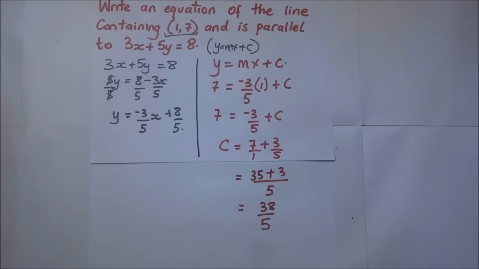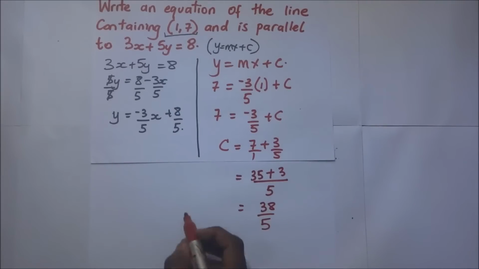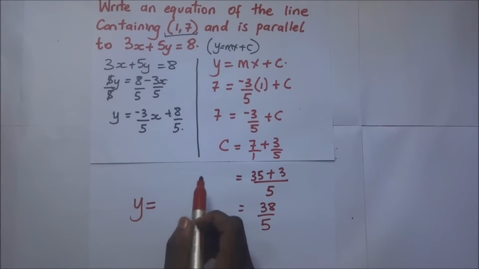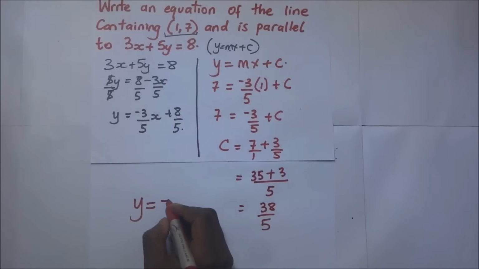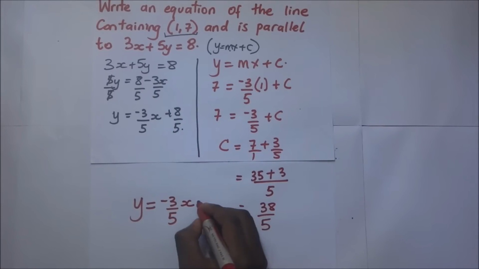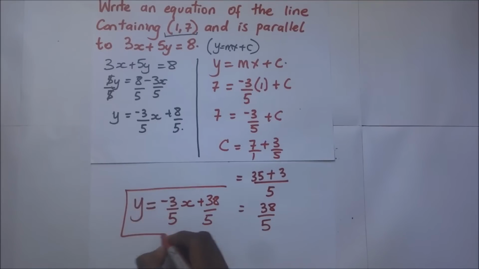So to go ahead and write the real equation of the line, our equation is definitely going to end up being y is equal to our value of m, which is the gradient, which we got as negative 3 over 5, x plus c, which is 38 over 5.